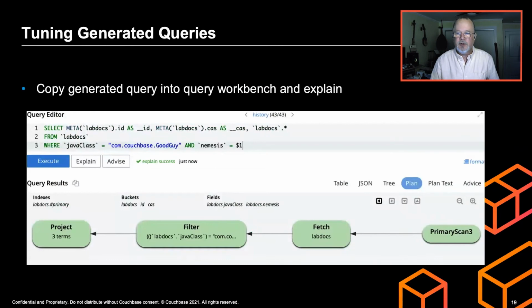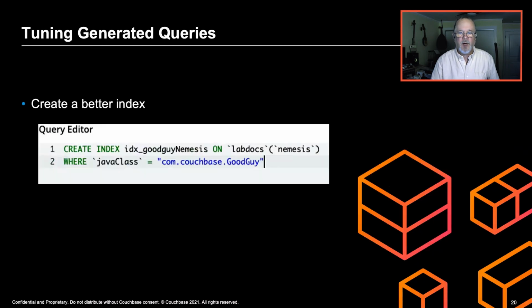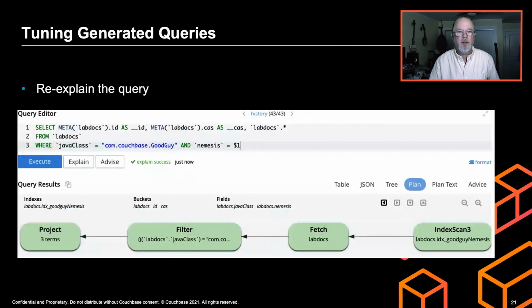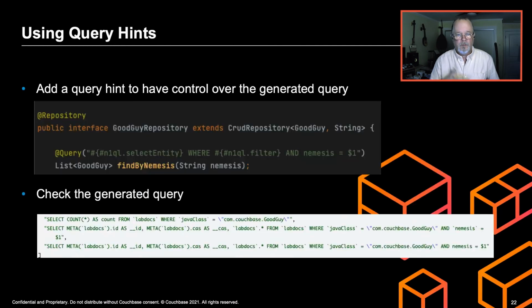And we can see that this is using the primary index. It's doing the primary scan over there on the right side. So we know we need to create an index for this. So we can create an index on the nemesis field where the Java class is our class here. And we explain the query, and we've got an index scan now using the index we just created. So this is okay. This is reasonably well if it's not fetching too many documents.